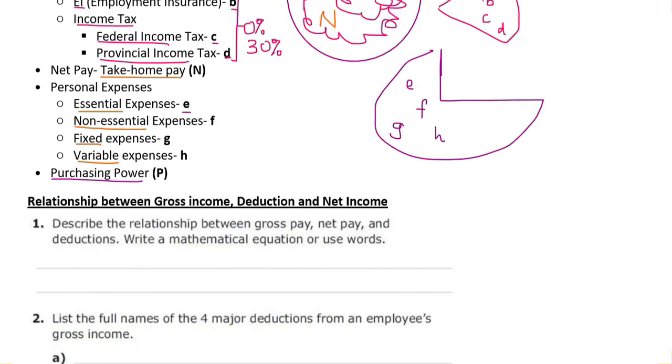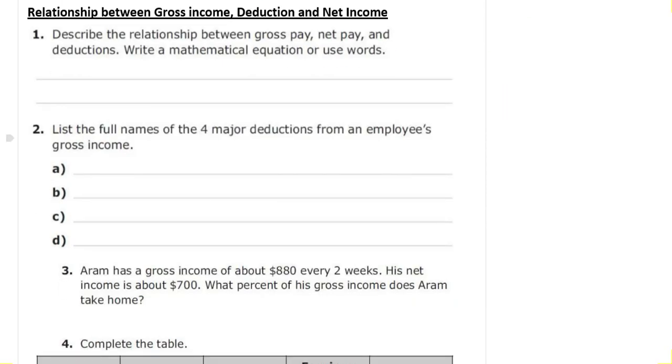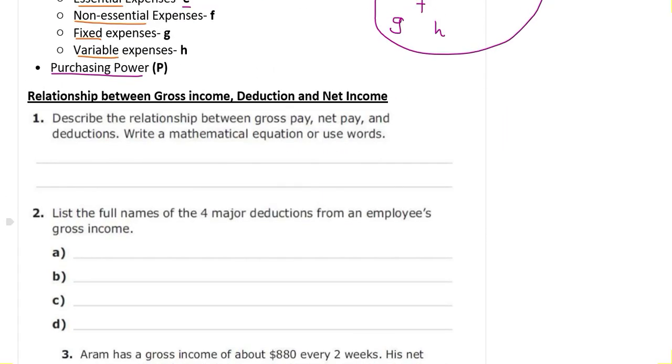So let's look at various questions and see how to approach them in terms of gross income, deductions, net income, expenses, and purchasing power. So number 1 and 2. Looking at number 1, we are asked to describe the relationship between gross pay, net pay, and deductions. You can write a mathematical equation, or you can use words. To make it simple, because it's math, we're just going to make a mathematical equation.